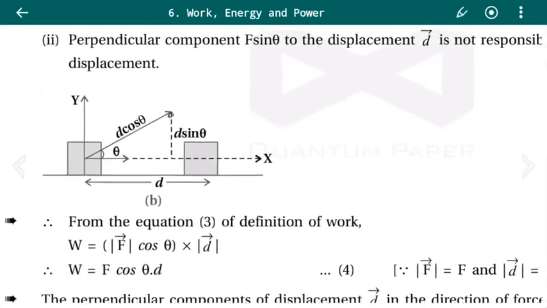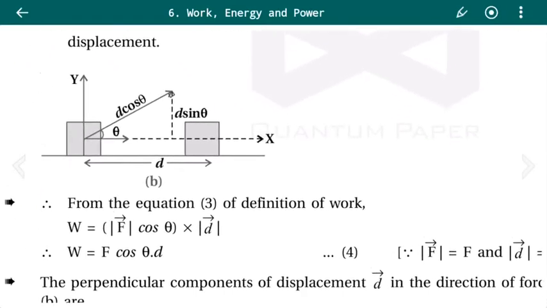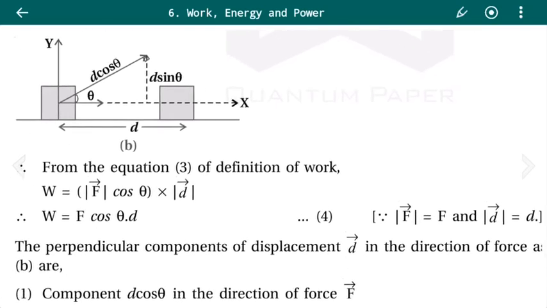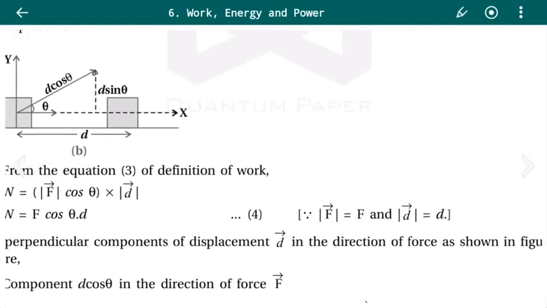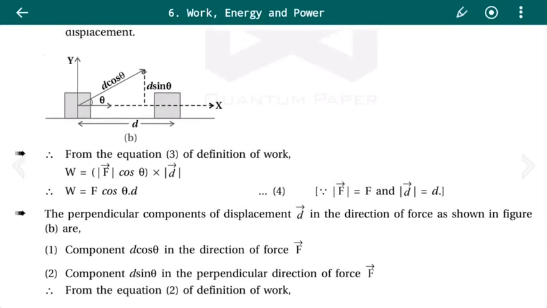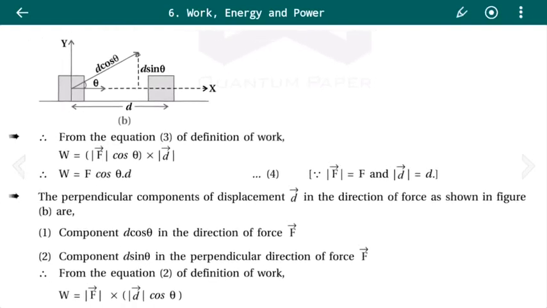Now let us see another figure. Now from equation 3 of the definition, work equals magnitude of force into cos theta into the magnitude of displacement, and it can be written as F cos theta D, because here modulus of F vector equals F and modulus of D vector equals D. The components of the displacement D with respect to the direction of force are as shown in the figure.